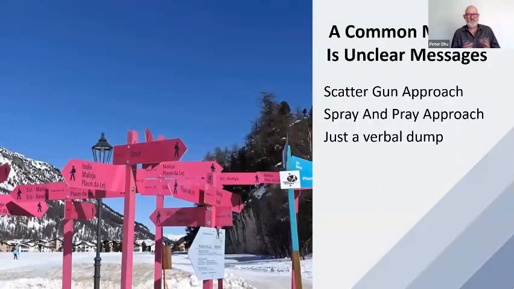Common mistakes if the message is unclear. It's called scattergun approach. So you say lots of stuff and hope people will pick the right message from that. Also called spray and pray or a verbal dump. And if you look at those signs, that image, if this is the road out of here, I wouldn't know which road to take, depending upon where I wanted to go. So make your message clear and let people take the road that you want them to get to the place that they want to end up.